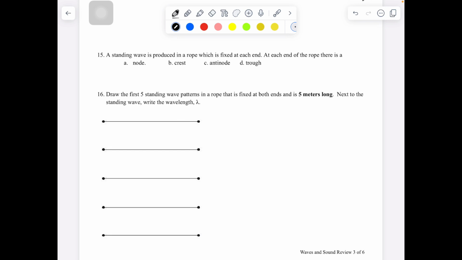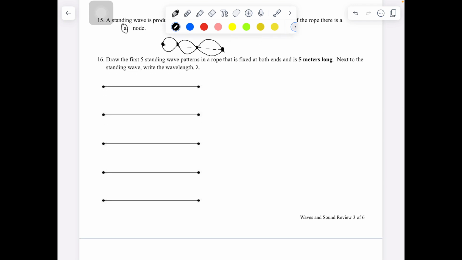Number 15. A standing wave is produced in a rope, which is fixed at each end. At each end of the rope, there is a blank. Well, if we have, say, a rope, and let's say we make a standing wave pattern, this would be a 3-loop standing wave pattern. Since it is made on a rope, there is always going to be a node at each end of that rope. The nodes are those points of no motion. At the end, there's something holding that rope in place. It is not moving.